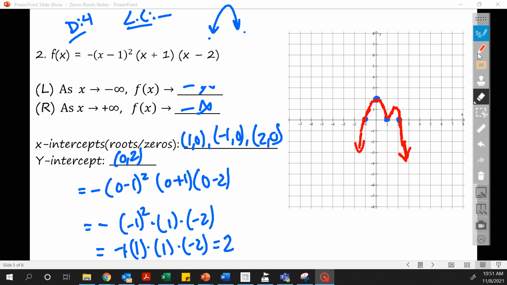Now, these don't have to be perfect. If I graph this, some of this might be a little bit different. It might go up higher than I've shown it going up. The important thing is that the end behavior is correct and these points are correct, and it has the correct number of turning points, the correct number of intercepts, and it should cross or touch based on the appropriate place.